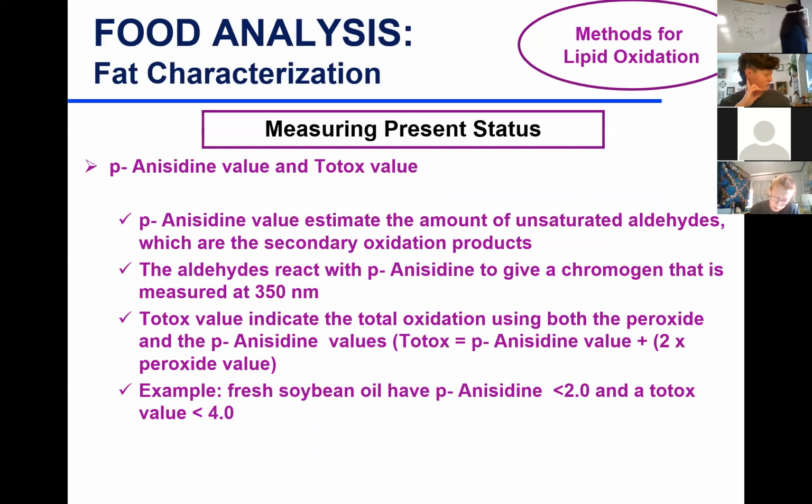So if you have the anisidine value and you have the peroxide value, you can get something called the Totox value. The Totox value is basically the anisidine value plus 2 times the peroxide value. And there are tables for these values. So a fresh soybean oil has an anisidine value of less than 2 and a Totox value of less than 4.